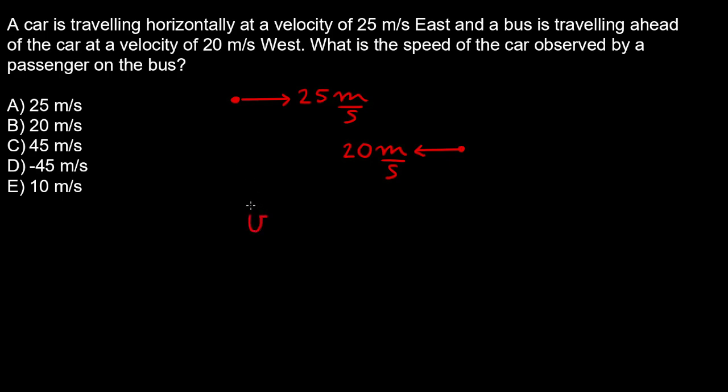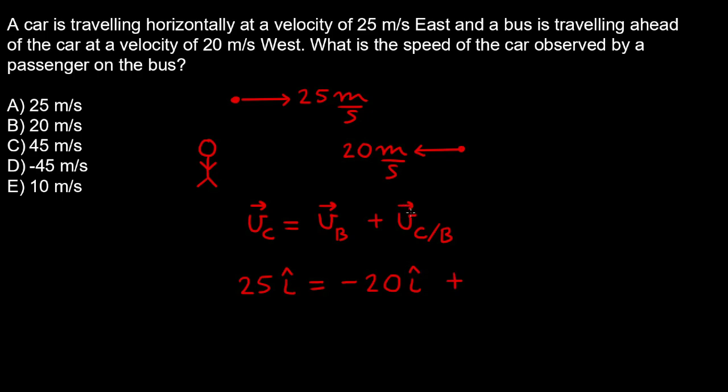So we have the velocity of the car is equal to the velocity of the bus plus the velocity of the car relative to the bus, or as seen from a passenger sitting in the bus. So the velocity of the car and the bus are from the ground reference frame, or observed by a stationary observer. So the stationary observer will see the velocity of the car as 25 meters per second to the right, and the velocity of the bus is 20 meters per second to the left.